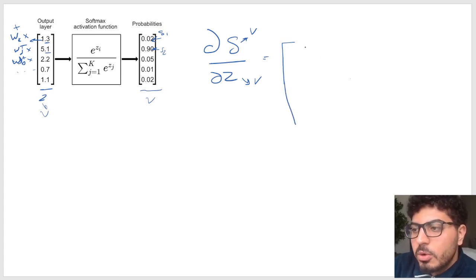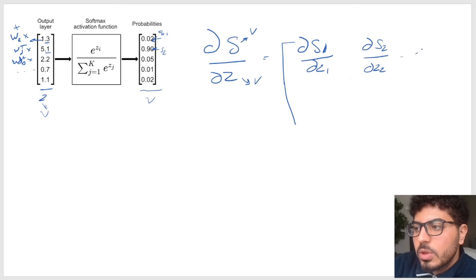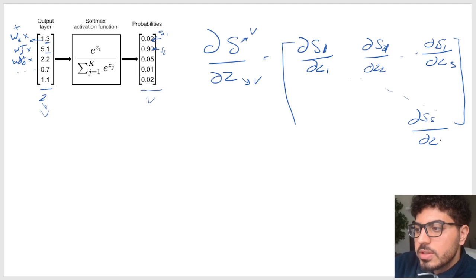So what will be our Jacobian matrix? It will be partial S1 by partial Z1, partial S1 by partial Z2, all the way to partial S1 by partial Z5 in this case. And the last element will be partial S5 by partial Z5. This will be our Jacobian matrix.